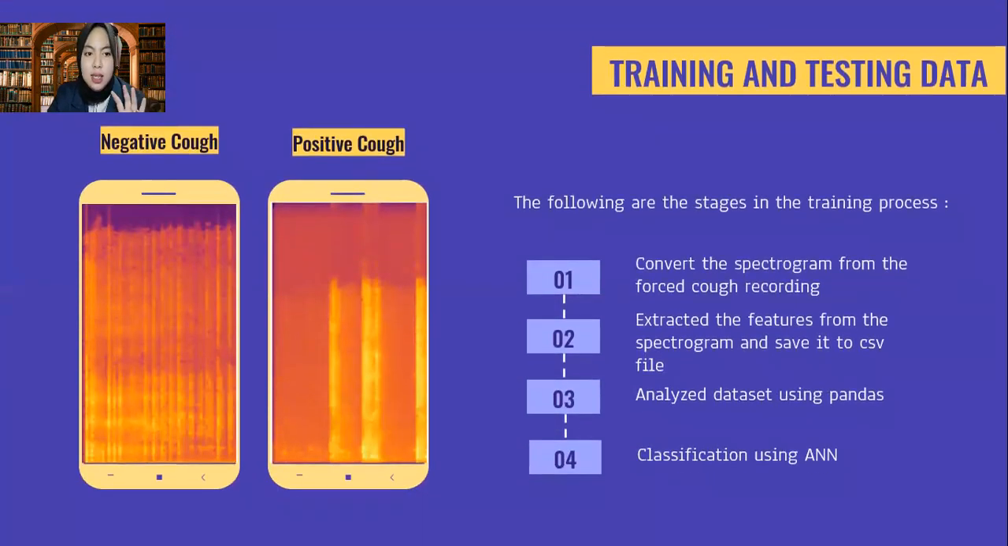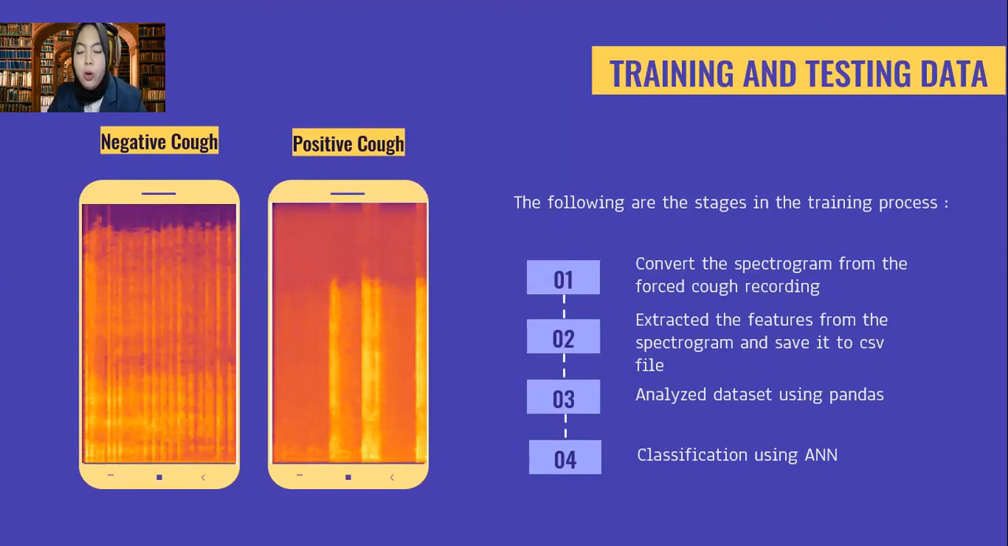So here is training and testing data. This is the following stage of the training process. As I said before, we're going to convert the cough recording into a spectrogram. That's why we use WAV format, because we can extract the spectrogram of the file. So after we extract the spectrogram, we're going to extract the values from the spectrogram, such as the MFCC, the spectral centroid, and etc. And I'm going to save it into a CSV file and make it as our data set. And after that, we're going to analyze the data using pandas, and we're going to classify the data using the models that we built.